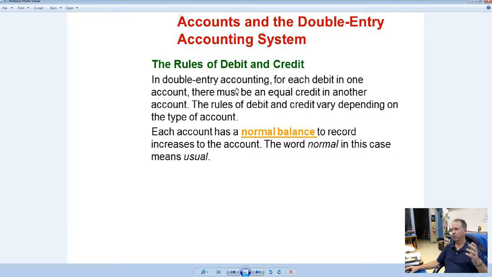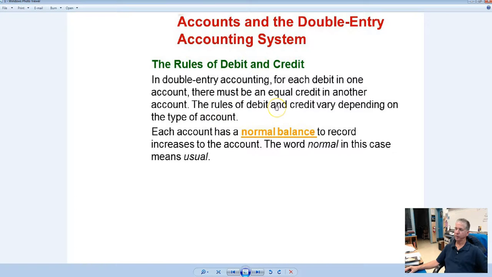So you could debit 3 accounts and only credit 1 account, but as long as all those debits add up to the total of the one credit, that would be okay, and that would follow the rules of double entry accounting. So debits must equal credits. So you can repeat that if you would like. Debits equal credits. Always must be.